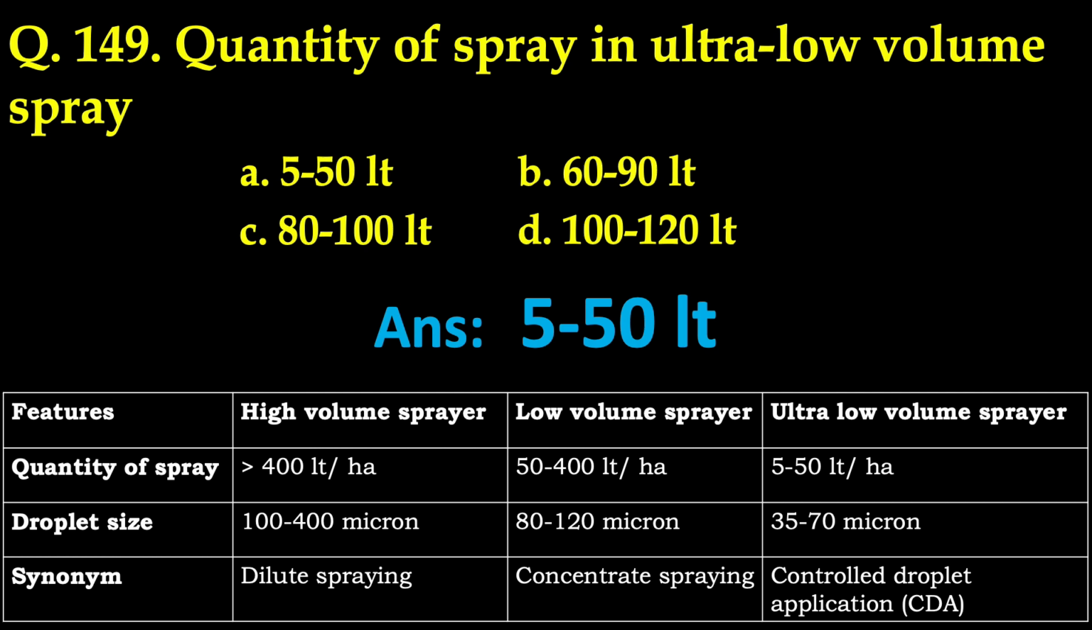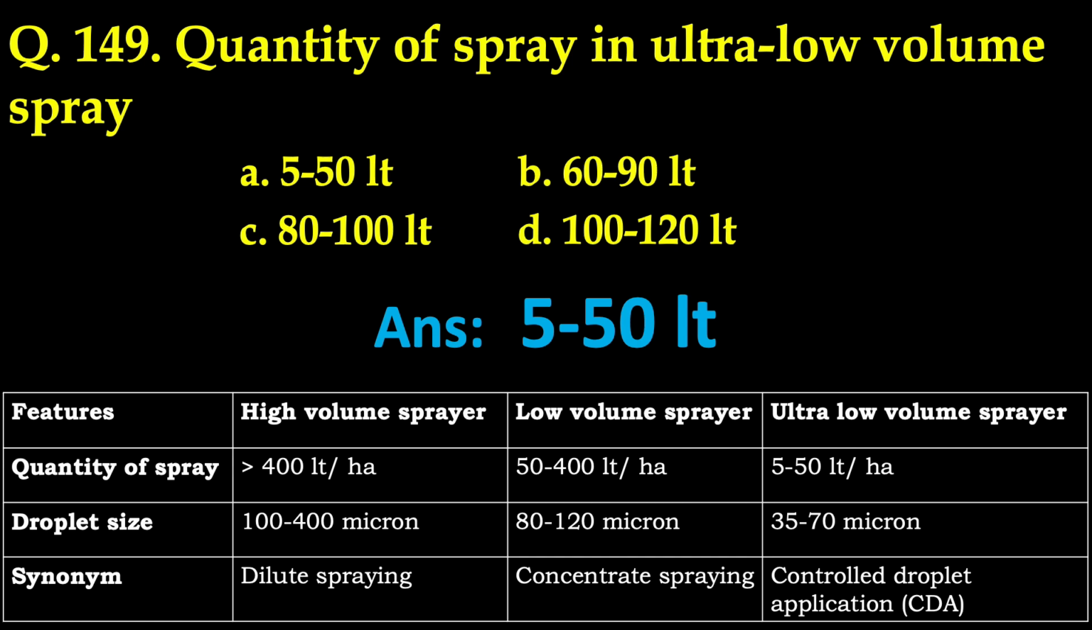And droplet size for high volume sprayer is 100 to 400 micron. In case of low volume sprayer, it is 80 to 120 micron. And on the other hand, in case of ultra low volume sprayer, it is around 35 to 70 micron.